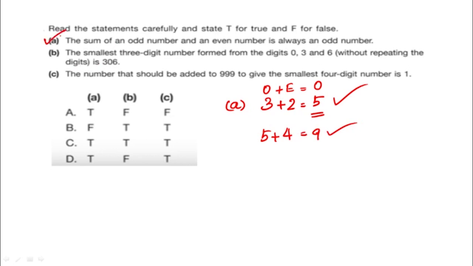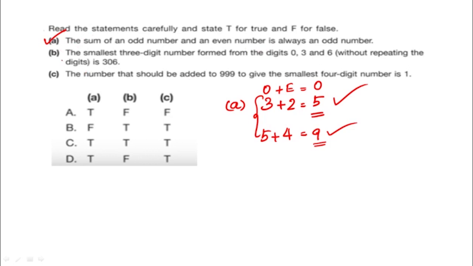It is true. So what did we do here? For the first statement, we took an example, right? We took an odd number, we took an even number and we added them to check if the answer is also an odd number. It was satisfying correctly. We tried out 2 such examples. It was correct. So we are considering that this conclusion, or this statement, is true. So this statement is true. Let us look at the next statement.